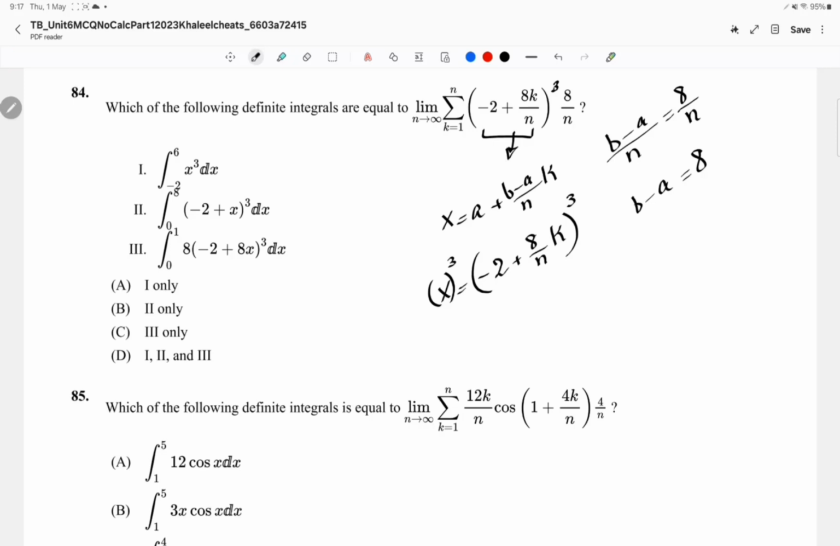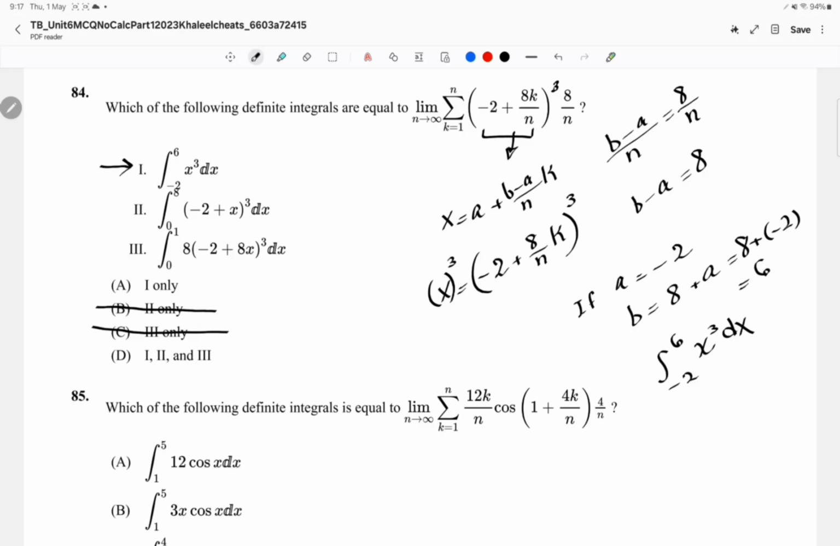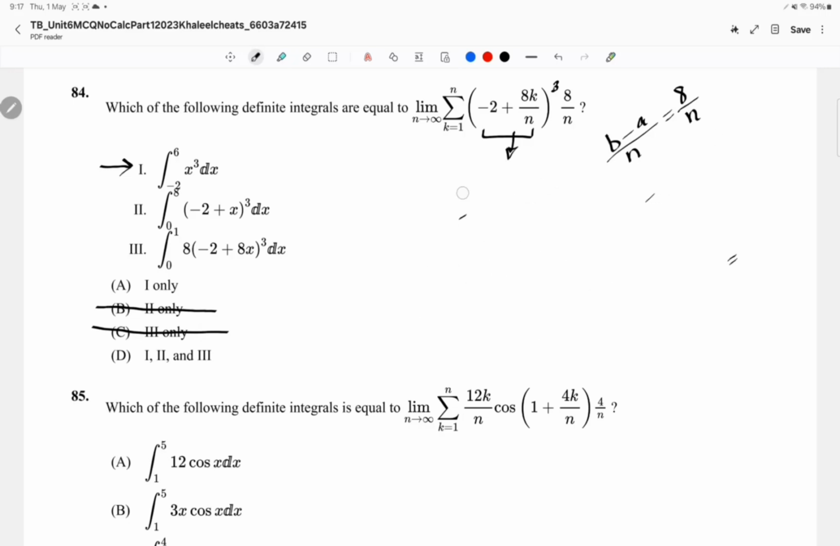And so basically, if the a is equal to minus 2, right, then the b is equal to 8 plus a, which means 8 plus minus 2, which means 6. So then we can say from negative 2 to 6, x cubed dx, which I see in choice 1. So 1 has to be correct, meaning that B is wrong and C is wrong. Okay, let's see if the others apply as well.